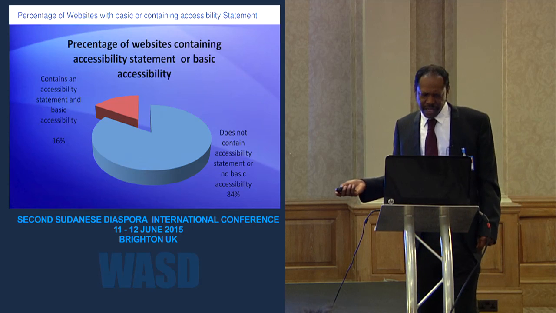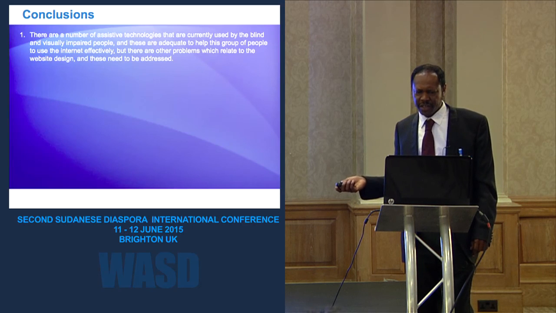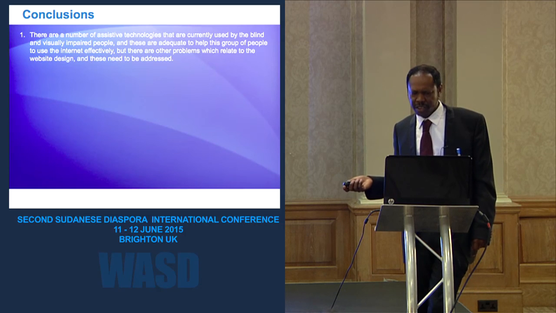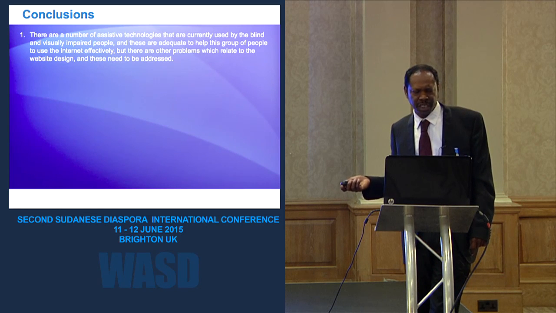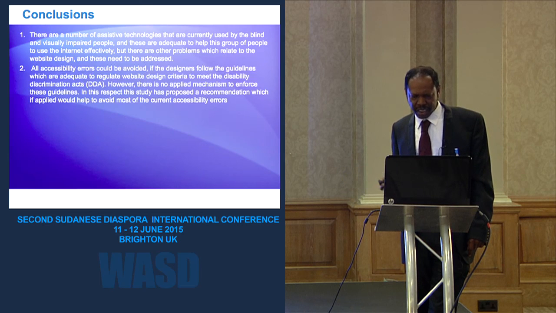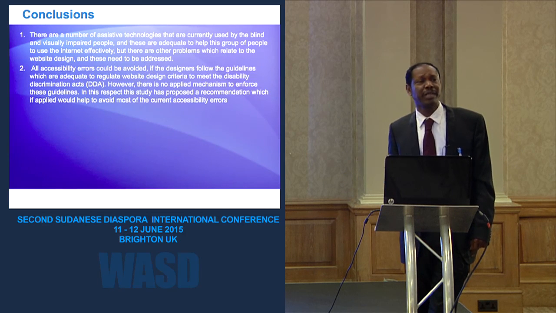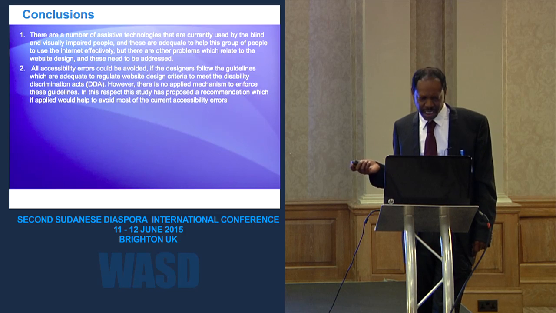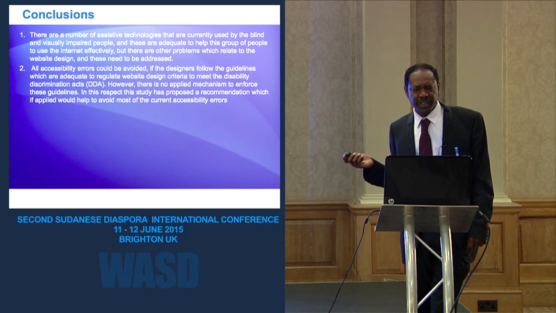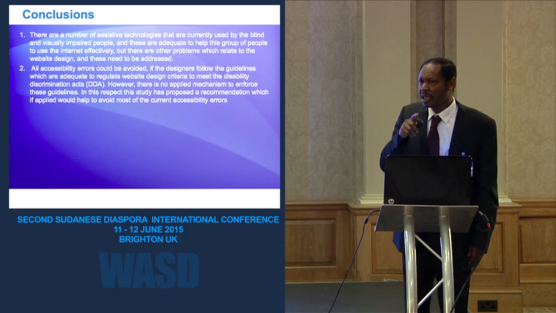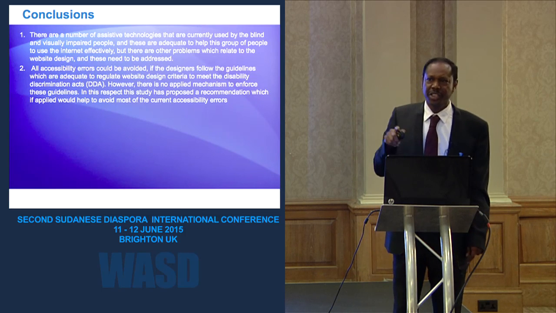Conclusions: there are a number of assistive technologies currently used by blind and visually impaired people, and they help this group of people use the internet. Therefore, the problems related to websites have been addressed, and accessibility errors could be avoided if the designer follows the guidelines, or uses the Disability Discrimination Act, or SENDA, the Special Educational Needs and Disability Act.